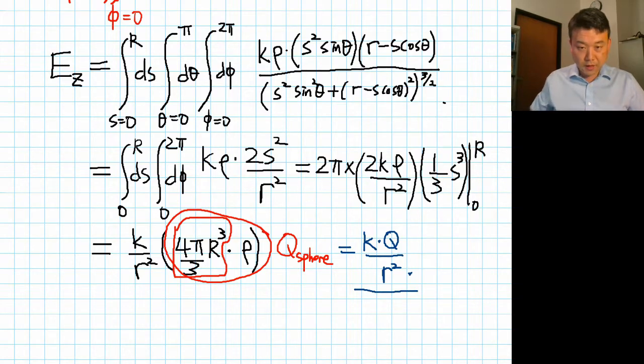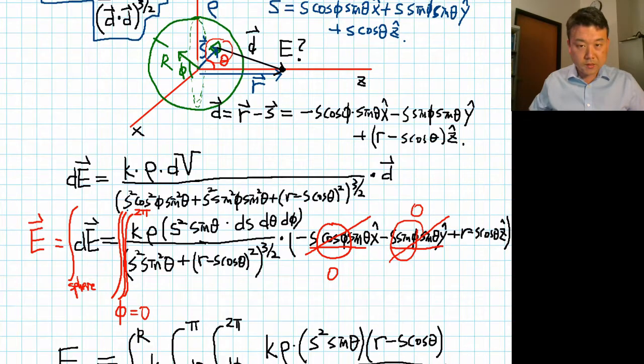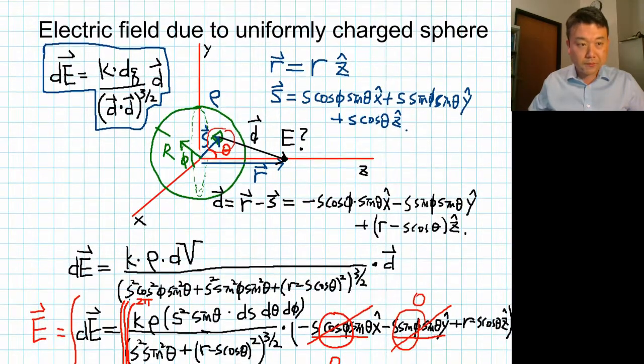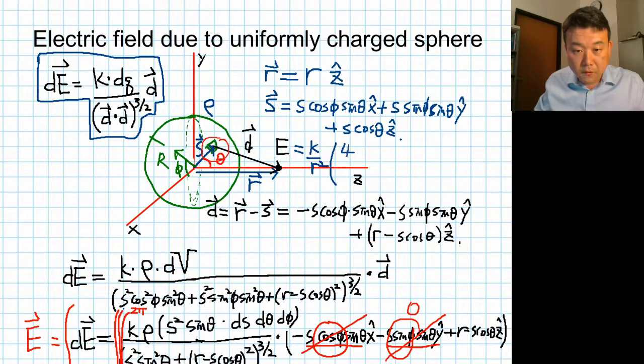Let me scroll up and just write this down. So the electric field due to the sphere here. When you finish all the calculation, the result you get is that the electric field is equal to k over r squared, and if you want to write your answer in terms of what's given here, then the volume, 4 pi over 3 times R cubed, times the charge density. That's the electric field due to a uniformly charged sphere.